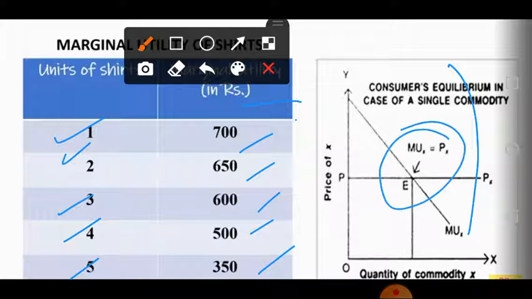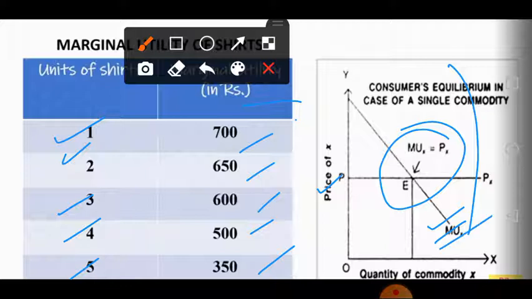At the E level, MUX is equal to PX. This P is the price. That MU line, which is downward going, shows the satisfaction levels. So whenever he is purchasing shirts again and again, his marginal utility, his satisfaction, is declining. Why? Because the law of DMU is operating here. As we purchase the same shirt again and again, our satisfaction will decline. So this is declining, and the satisfaction is highlighted by MUX.